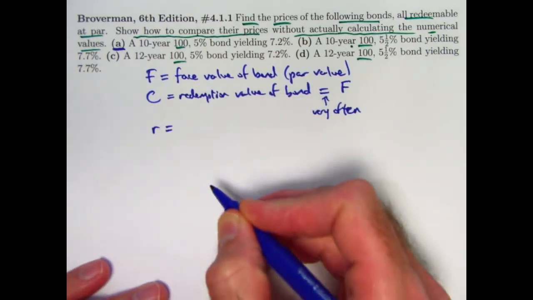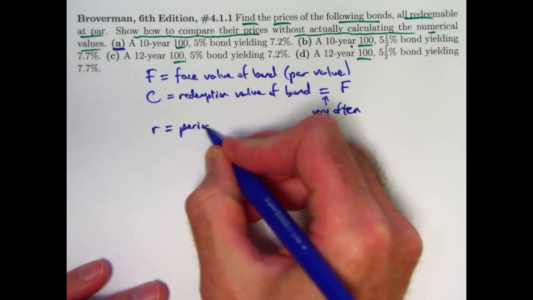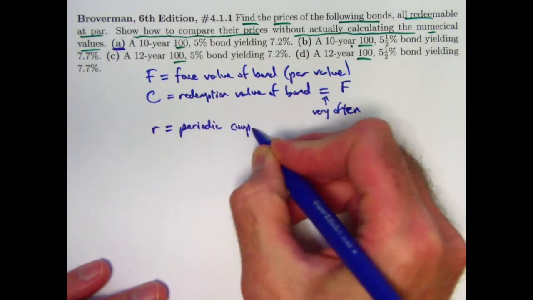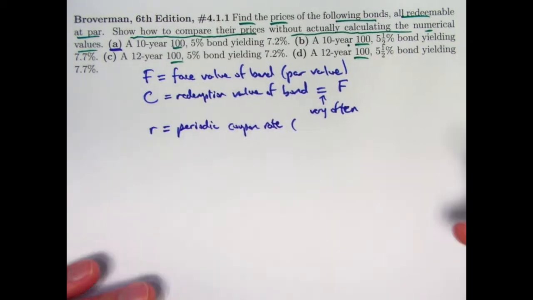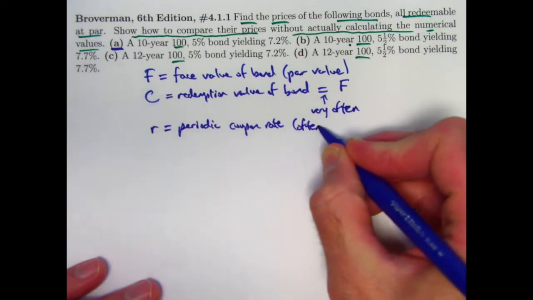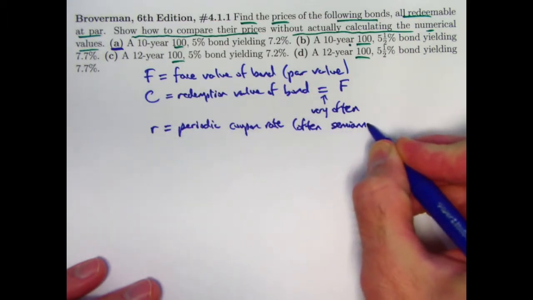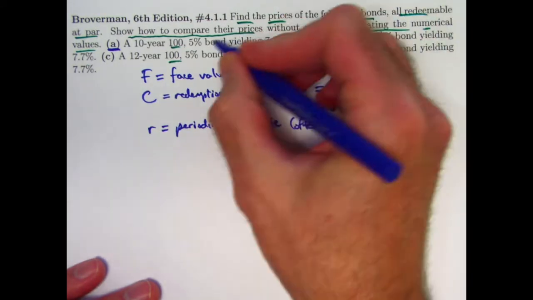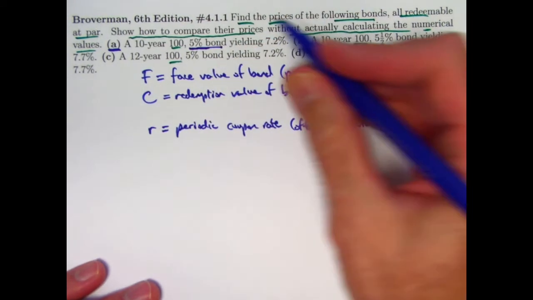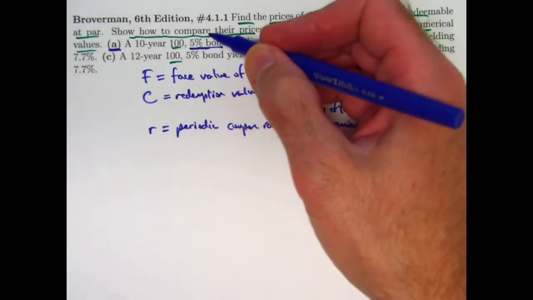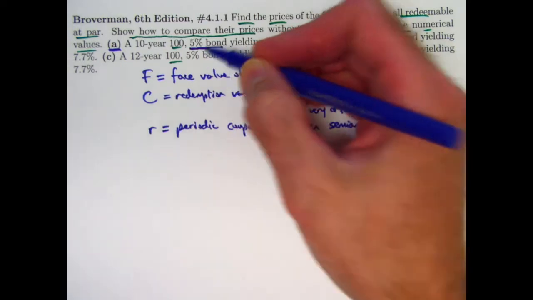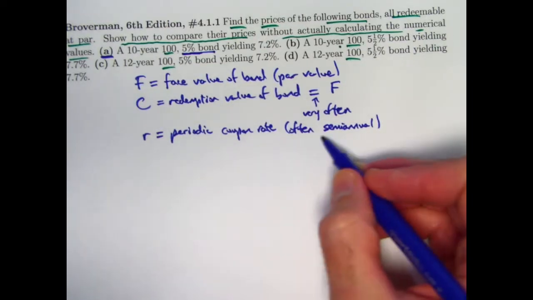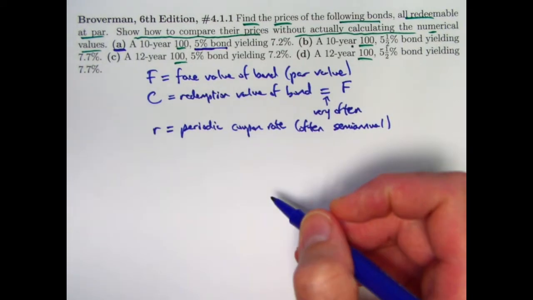The letter little r will represent the periodic coupon rate. The coupons, again, are the interest payments that the government or company is giving you periodically. These are very often semi-annual, twice a year. In this problem, when you see this, you say it's a 5% bond. That 5% represents the coupon rate as a nominal annual rate. We need to divide it by 2 to get the corresponding effective semi-annual rate, the value of r.